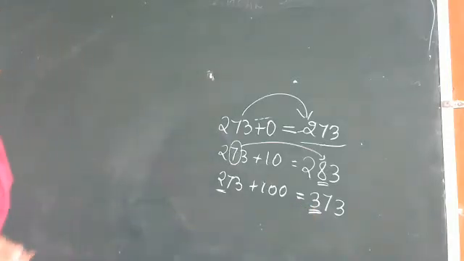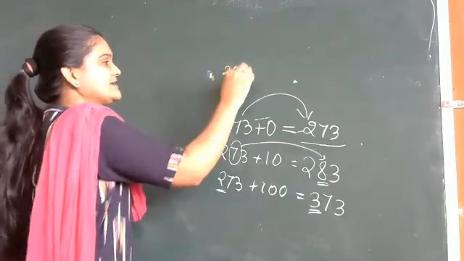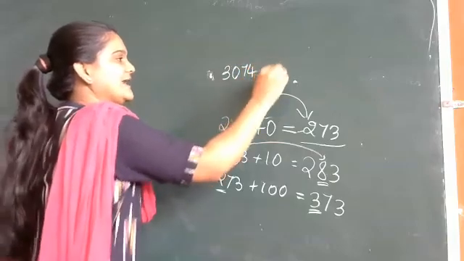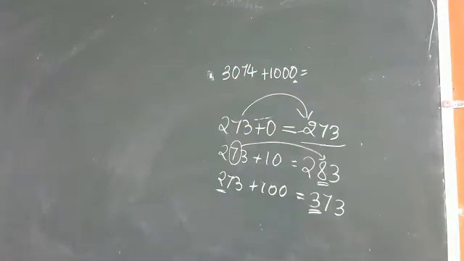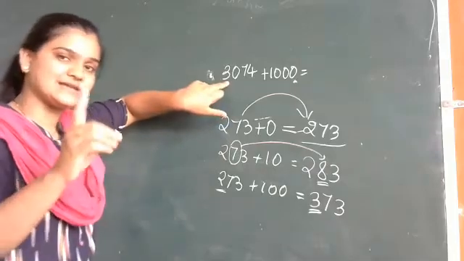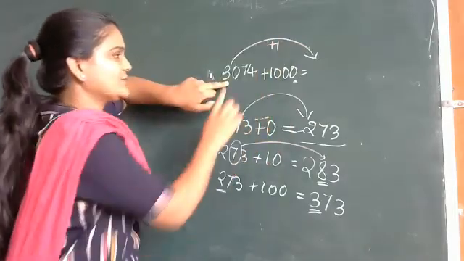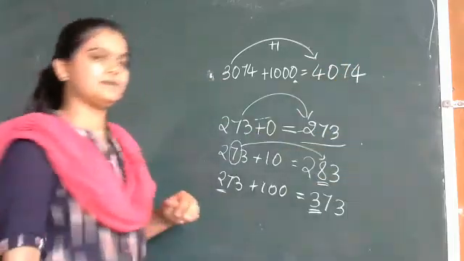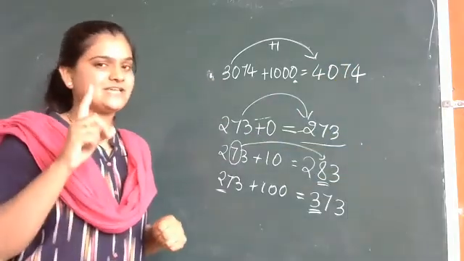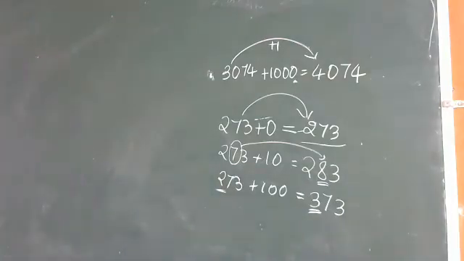If you are adding 1000 to any number, for example, if you are taking 3074 and adding 1000 to that, tell me what will change? Yes, the thousands place will increase by 1. So it is 4074. The thousands place will change, it will increase by 1. So these are things we have studied in this chapter.